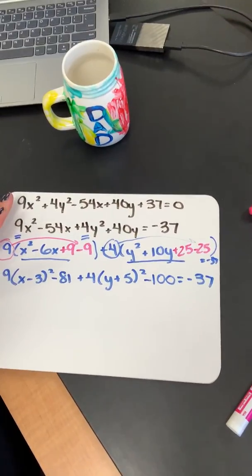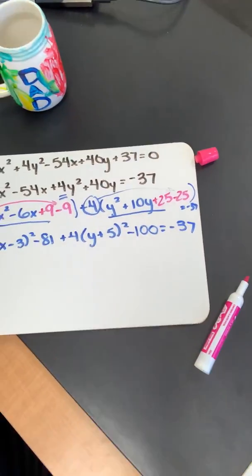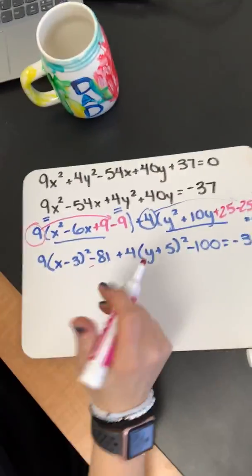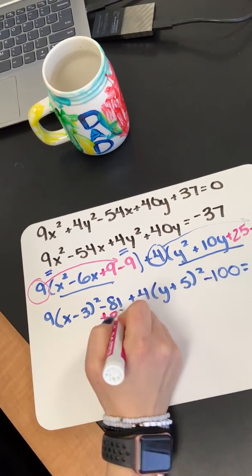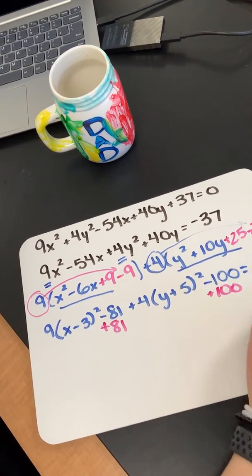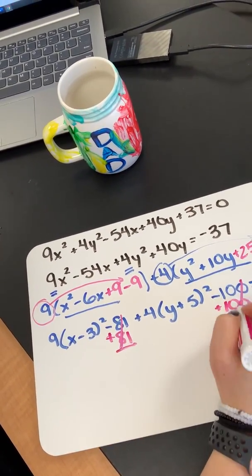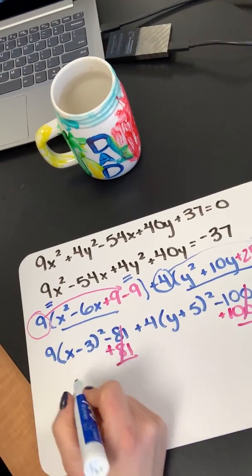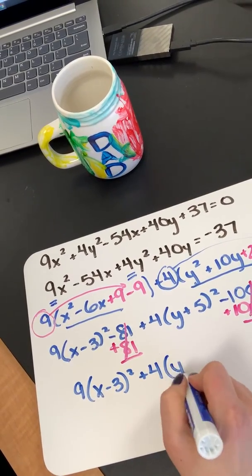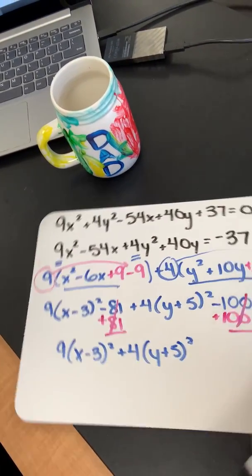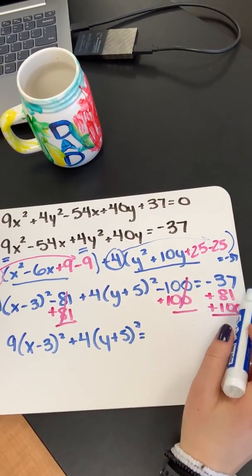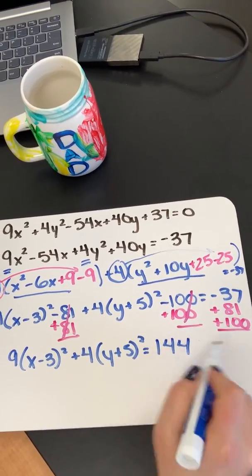Okay, so what we need to do is move the constants over to the right-hand side. So we're going to go ahead and move that over, plus 81, and then plus 100 over to the right-hand side. Bring this down, 9 times x minus 3 squared plus 4 times y plus 5 squared is equal to, and then adding on the right-hand side, we should have 181, 144.